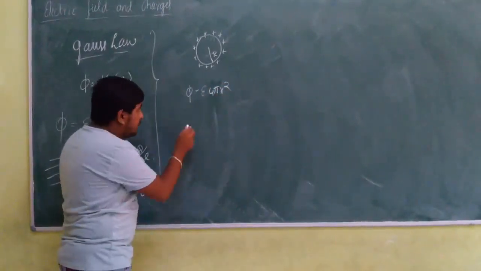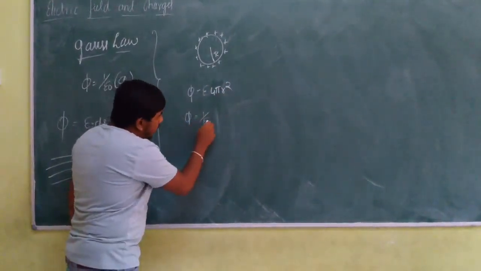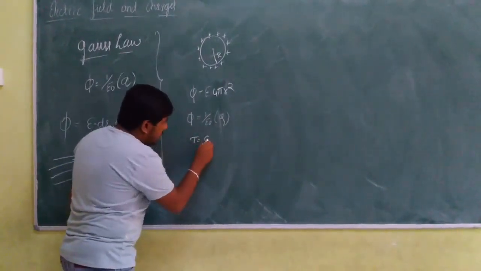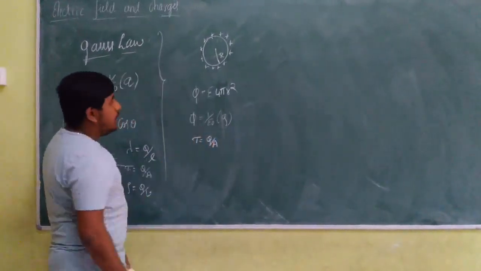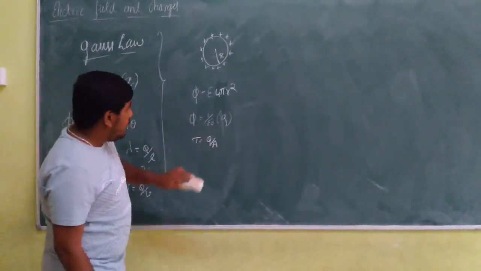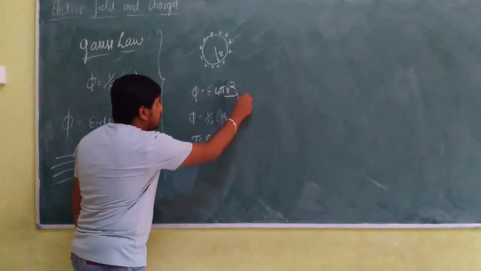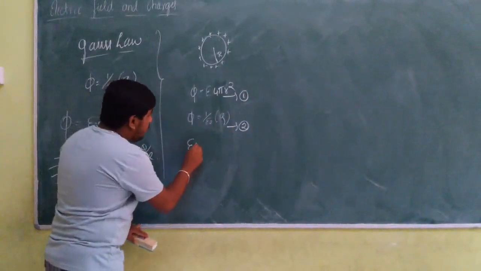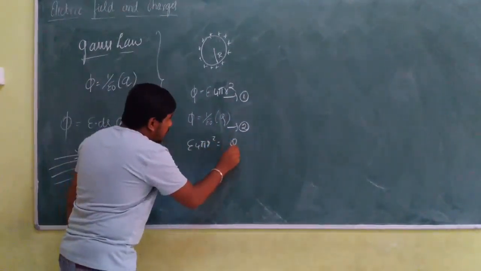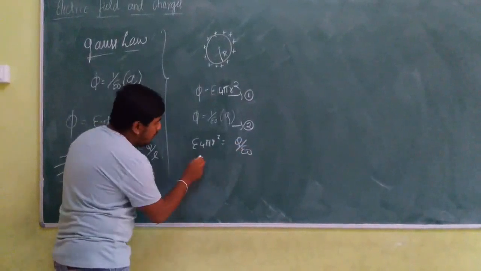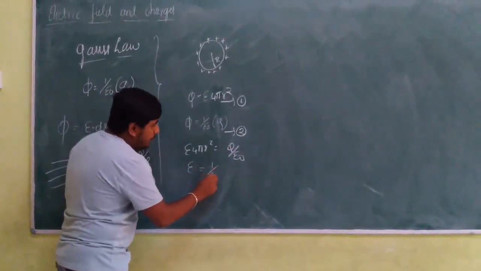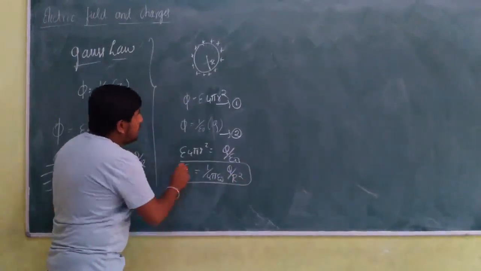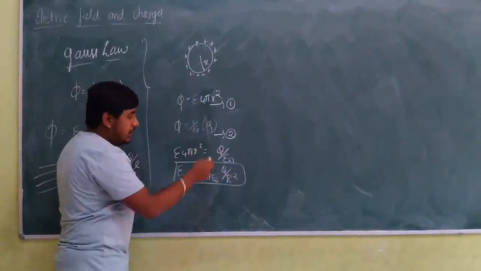Again, according to Gauss law, flux is equal to 1 by epsilon naught times net charge enclosed. But what is charge per unit area? Charge per unit area is sigma, or we can keep it as it is. Equating equation 1 and equation 2, we get E into 4 pi r square is equal to Q by epsilon naught. So the expression for electric field is 1 by 4 pi epsilon naught, Q divided by r square. This is the electric field due to a charged shell on the surface.